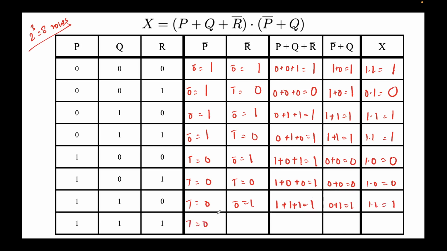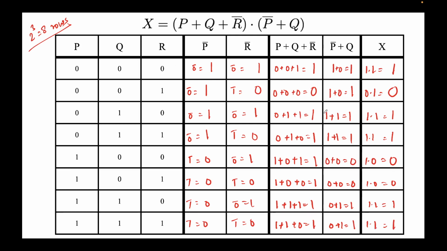P bar is again 1 bar equal to 0. R is 1, so 1 bar equal to 0. P is 1, Q is 1, R bar is 0. This will turn out to be 1. P bar plus Q: P bar is 0, Q is 1. 0 plus 1 is 1. 1 times 1, this will turn out to be 1. Now what I have done is that I have evaluated the output for all the possible combinations of input.